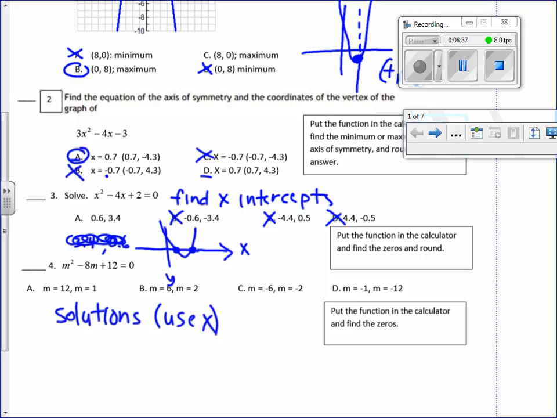Which two can I eliminate? C and D. Does everyone see why I eliminated those? They're not -6 and -2. That would have to be on the other side of the y-axis. It can't be -1 and -12 for the same reason. So now my only choices are A and B. So now I can actually count and see what the answers are.